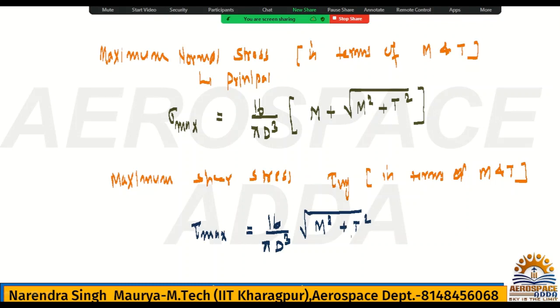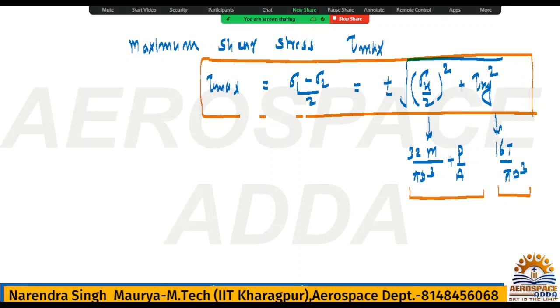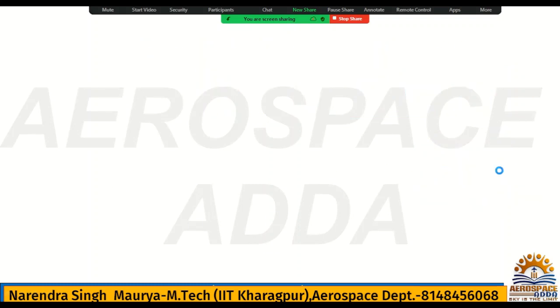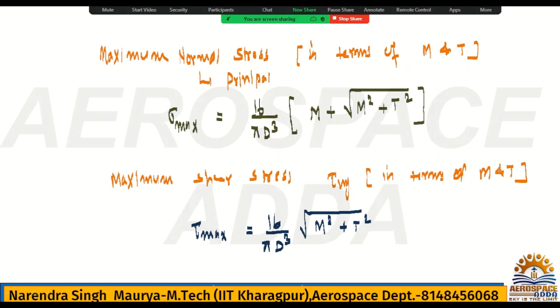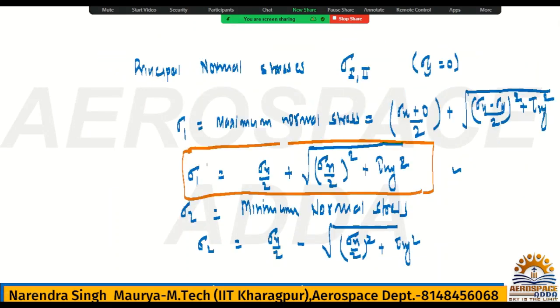So how will you get it? All the steps I have written. See, this tau max you have calculated here. So sigma x and tau xy, you just replace these values and you may get this result. You check, something will be cancelled out and somehow you will get this value. And similarly, this sigma max, from where will you get it? From this formula. You just put in the sigma x and tau xy values.